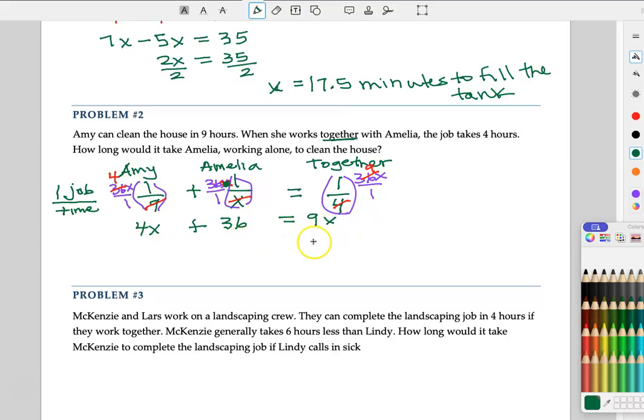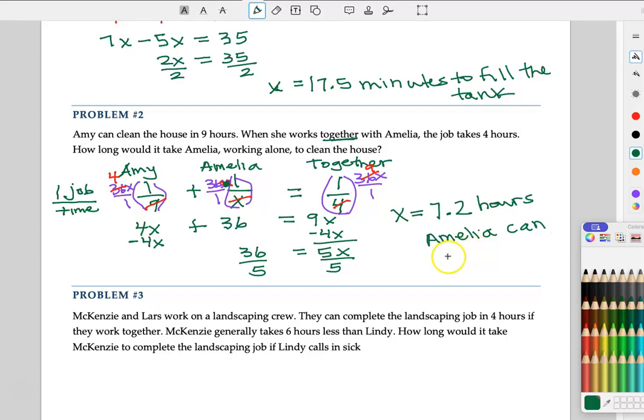All right, and now from there we're like, okay, that doesn't look so bad, right? So let's subtract the 4x over to the other side. That will give us 5x, and then I have 36 here, and then to get x by itself we need to divide by 5. So what is 36 divided by 5? That would be 7 point something. Yep, 7.2. All right, and then again, make sure you have your units or labels on that, which we're talking about hours. And then word problems need word answers. So 7.2 hours Amelia can do the job alone.